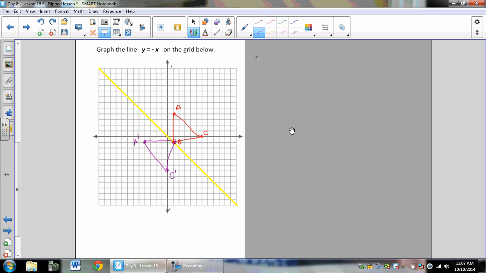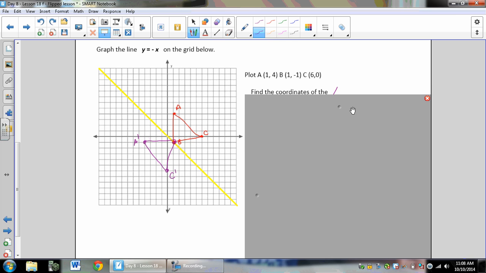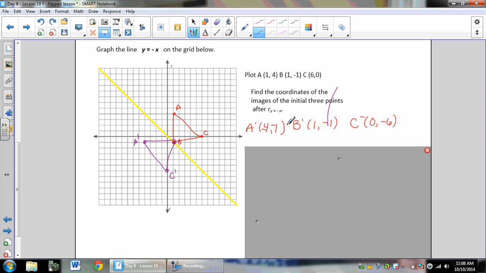And your coordinates for that picture should look like this. A prime became -4, -1, B prime 1, -1, and C prime 0, -6. Those are the coordinates for A prime, B prime, and C prime, pardon me, not A, B, and C. Now, if you look at A prime, B prime, and C prime, (1, 4) became (4, 1), but both negative. (1, -1) became (1, -1), and then, let me fix that, C, (6, 0) became (0, -6).